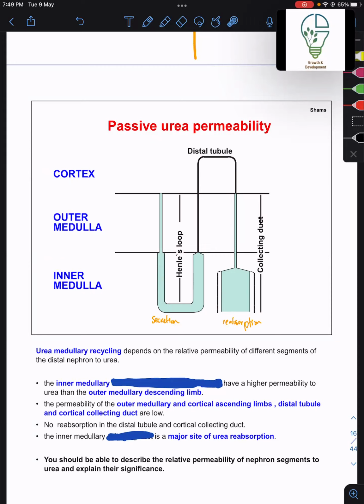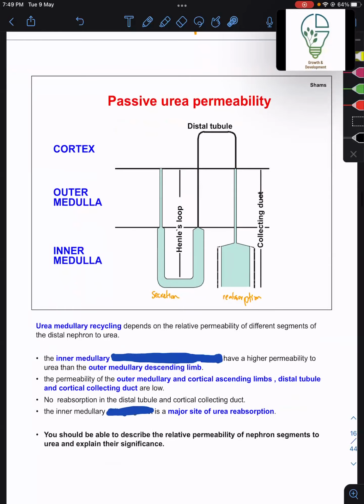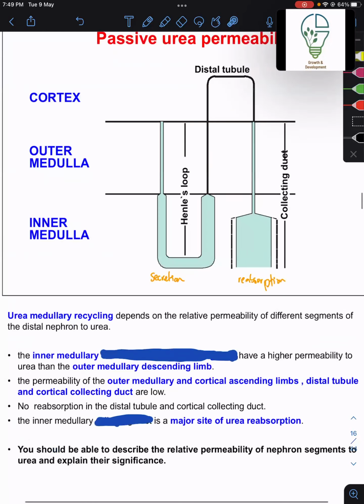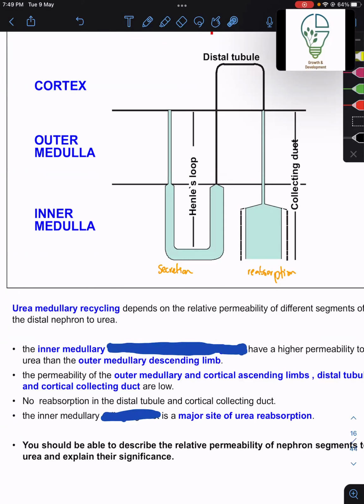And so if you have an understanding of the anatomy, all you have to remember is that the inner medulla is permeable to urea. And if you can remember which parts are in the inner medulla, like if you're able to draw it out, then you would know it's the end of the descending limb, the beginning of the ascending limb, and the collecting duct. So that's what they're trying to convey to you over here. So let's quiz ourselves on the topic below.